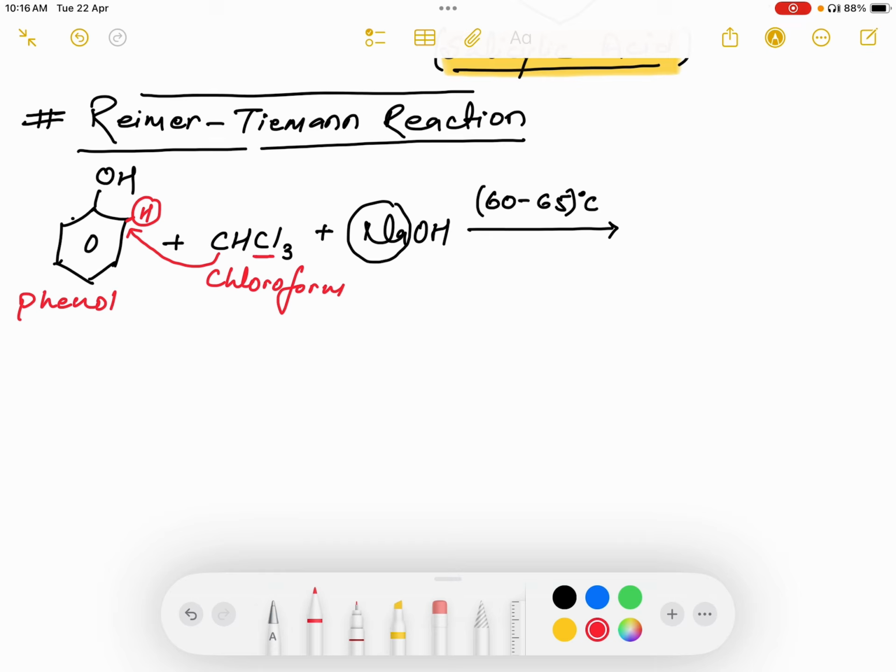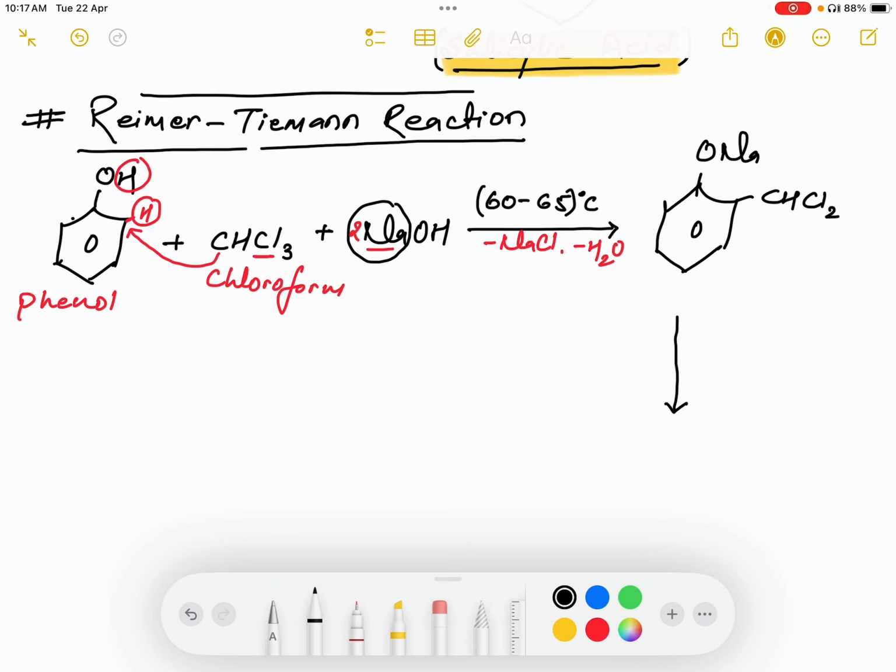We have two Na here. One of the Na replaces this hydrogen and comes over here, and the other Na takes away the Cl. So one NaCl is liberated, and H2O is also formed, giving the product something like this. Sorry, an intermediate. Here we have ONa, and here there is an attachment of CHCl2. So this is an intermediate we generally get.